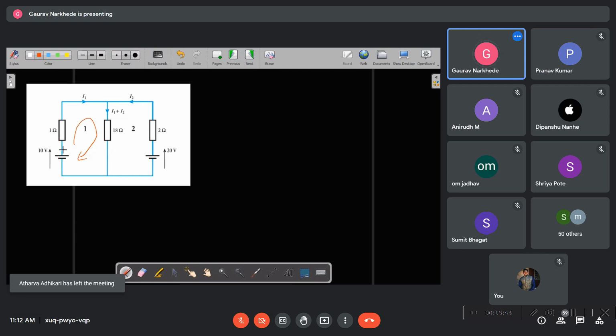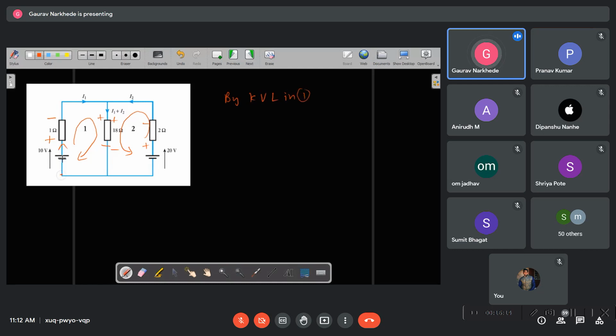Before applying, I'm assuming the direction of the current. So this is incoming, that's why here it will be plus, here it will be minus. Again, here it will be plus, here it will be minus, right? And in this, again, I will apply it in opposition. So here it will be plus, here it will be minus, here again plus and minus. Is it correct?